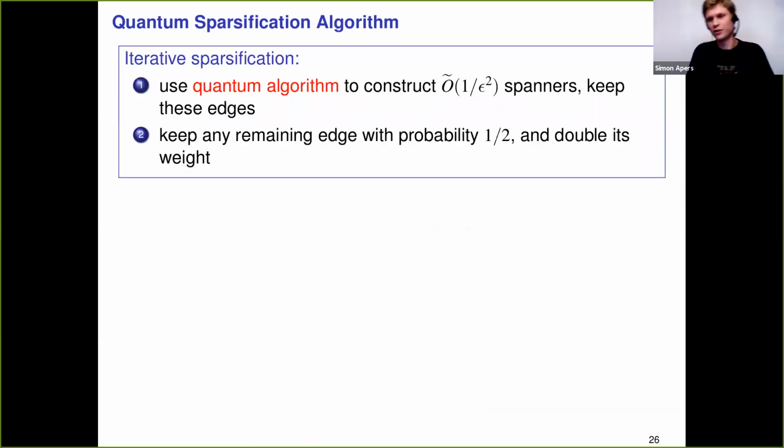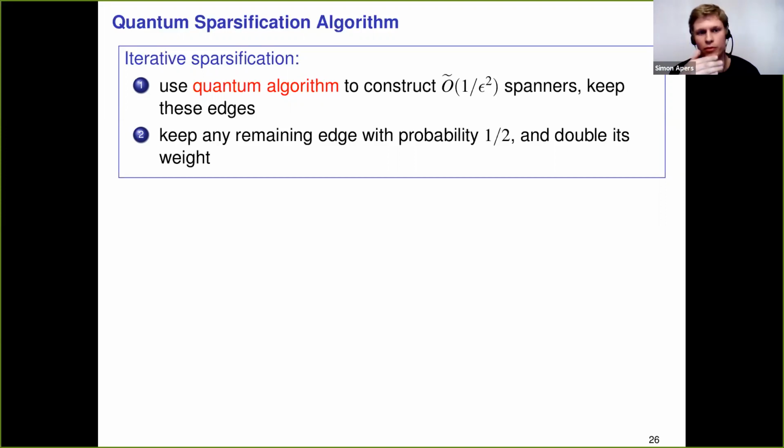And so we thought, like, okay, I mean, that's not too hard. So we thought we were done, you know, because now in step 1, we can just use this quantum algorithm to construct this bunch of spanners, which we can now do in time square root mn over epsilon squared, keep these edges, and then downsample the remaining set of edges.